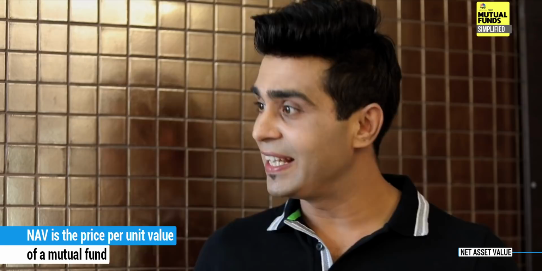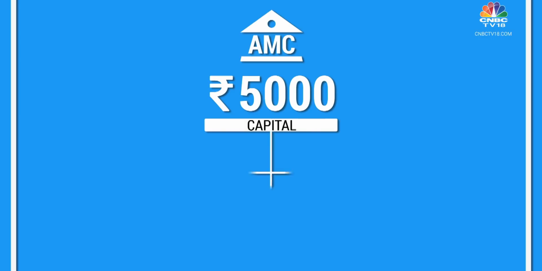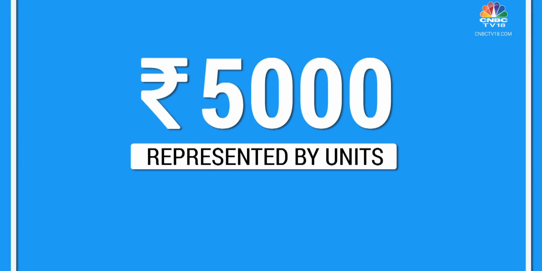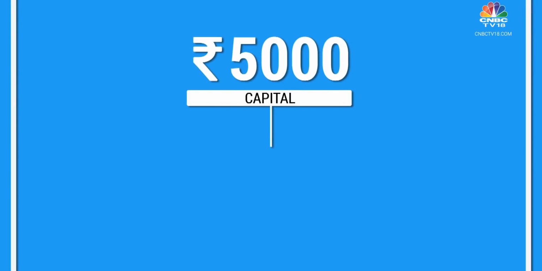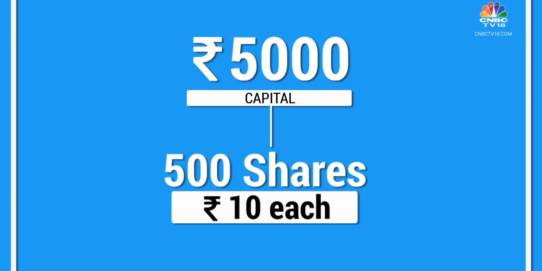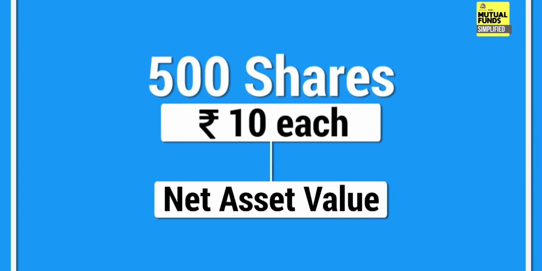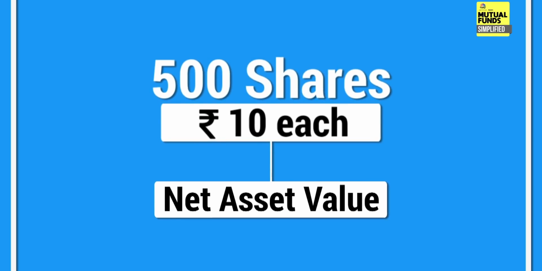Going back to the basics, let's say an asset management company has 5,000 rupees capital invested from 5 different individuals, 1,000 rupees each. This pool of money is represented by units. Let's say the capital is divided into 500 units of 10 rupees each. Now this value of the unit becomes the NAV. So if we have 500 units, the NAV is 10 rupees. And all investors would be buying the unit at 10 rupees NAV.